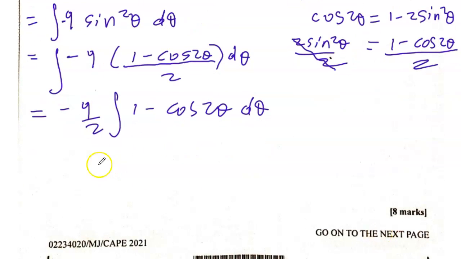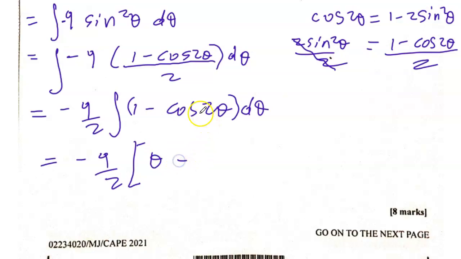Now I can integrate. So minus 9 over 2. Alright, integrate 1 with respect to theta, I end up with theta, and integrate cos 2 theta, I get sine 2 theta over 2. So now this becomes minus 9 over 2 times (theta minus sine 2 theta over 2).